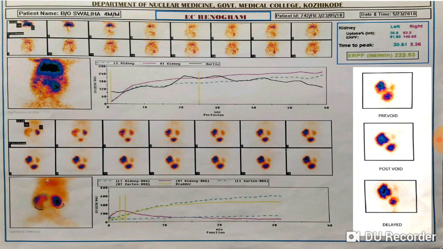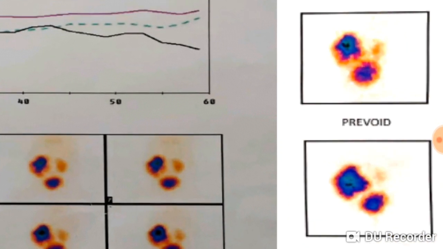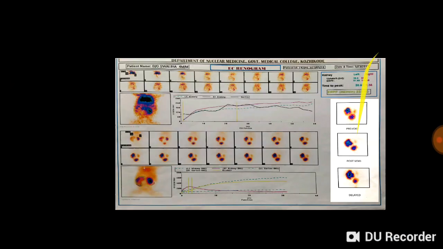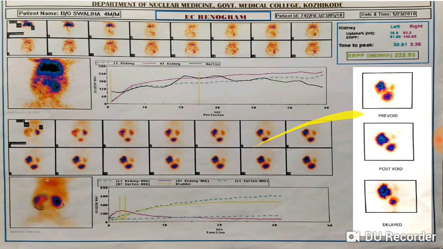The next images we have to see are the pre-void, post-void and the delayed image. In the pre-void images, we can see that the bladder is already filled, and in the post-void images, you can see the child has not completely voided, even though it is written post-void. There is still urine in the bladder, but we can see there is still a hold up of dye on the left side. Again in the delayed pictures also, there is hold up on the left side.